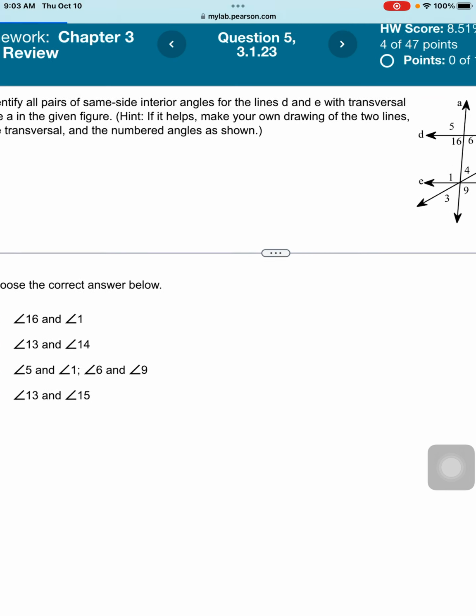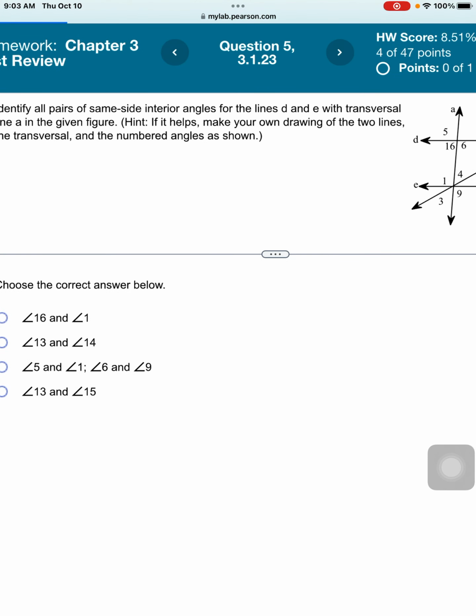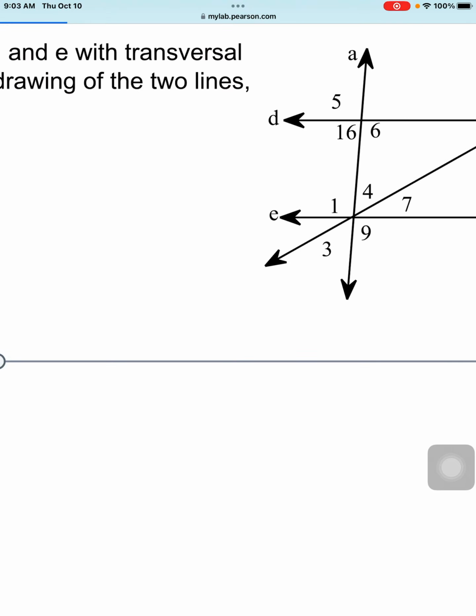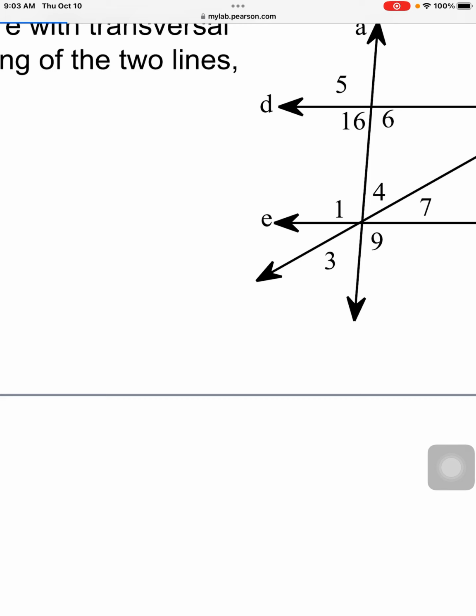Okay. Identify all pairs of same side interior angles for lines D and E with transversal A. Once again, we don't care about B, so we're just going to look here. 16 and 1 are same side interior. Once again, 6 and 4 are not. You would have to say 6 and 4 plus 7, for example, but we're not doing that. We've never done that. So it's just 16 and 1.